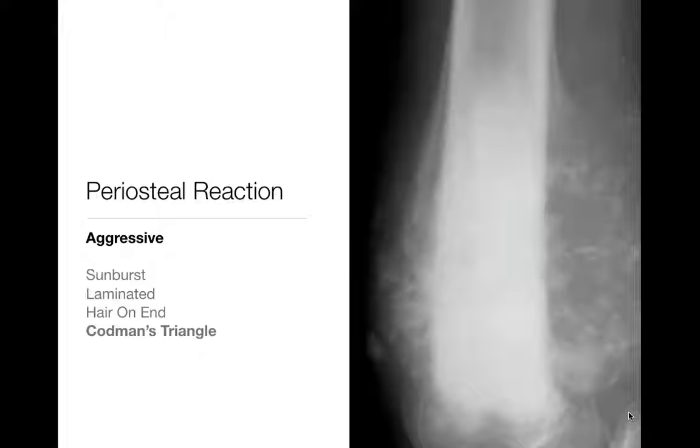In this case, Codman's triangle is the one that I think they always teach you in medical school, traditionally associated with osteosarcoma, but it doesn't have to be. Any aggressive process can give you that. We're just going to look at some different examples now, to get a sense of all the different types of periosteal reactions that are out there.